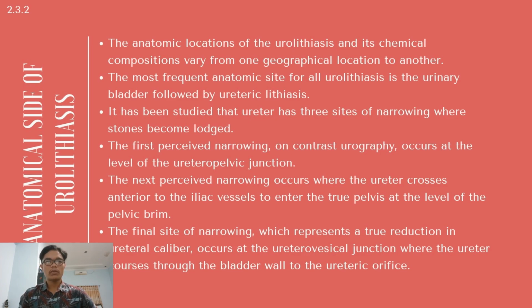The final site of narrowing, which represents a true reduction in ureteral caliber, occurs at the ureterovesical junction, where the ureter courses through the bladder wall to the ureteric orifice. The intramural ureter, therefore, represents the narrowest part of the ureter.